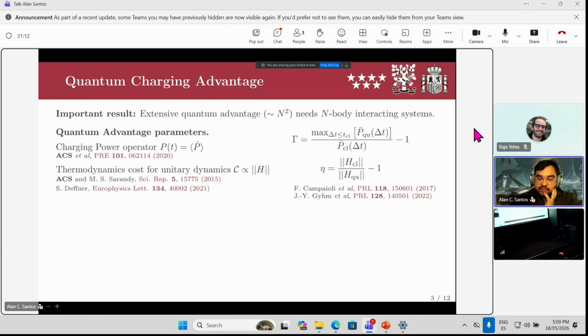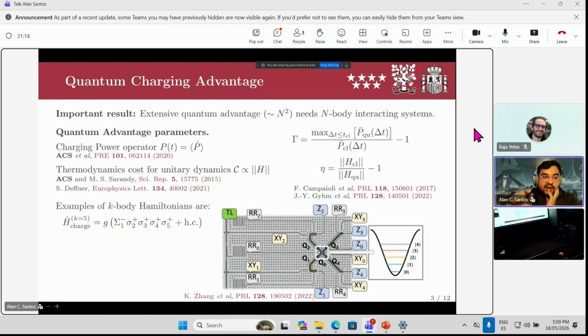And this many-body means that you need n-body Hamiltonians. For example, this PRL is an example of how to define what I mean by n-body or k-body. Okay, so in fact, you need n-body Hamiltonians like this, and you also need all-to-all interactions. So you need very complicated Hamiltonians to have this extensive quantum charging.